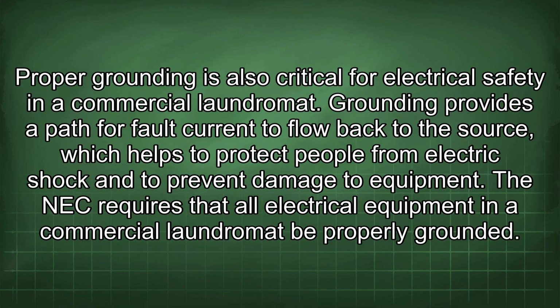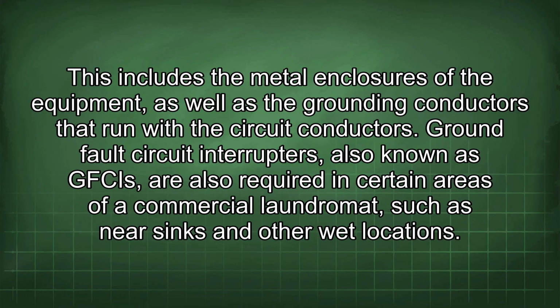Proper grounding is also critical for electrical safety in a commercial laundromat. Grounding provides a path for fault current to flow back to the source, which helps to protect people from electric shock and to prevent damage to equipment. The NEC requires that all electrical equipment in a commercial laundromat be properly grounded. This includes the metal enclosures of the equipment, as well as the grounding conductors that run with the circuit conductors.